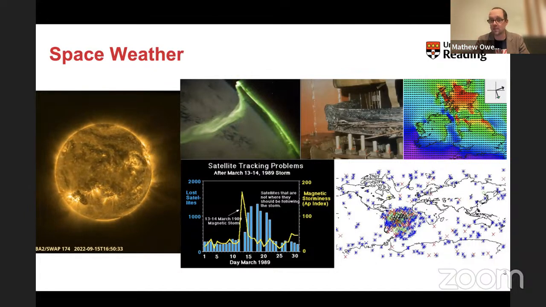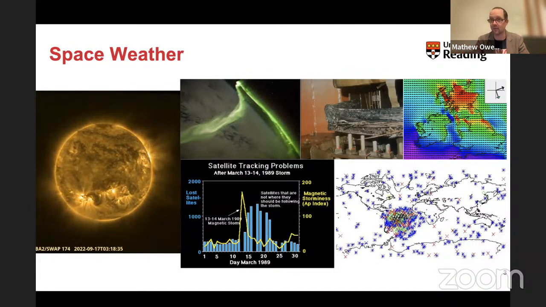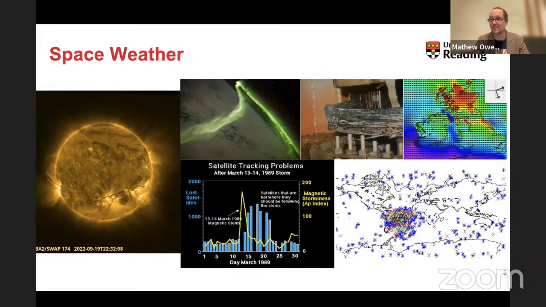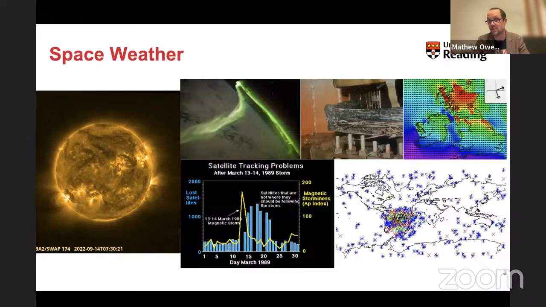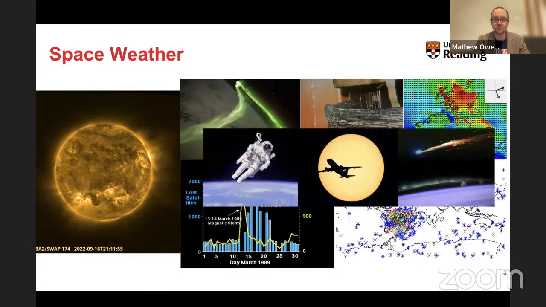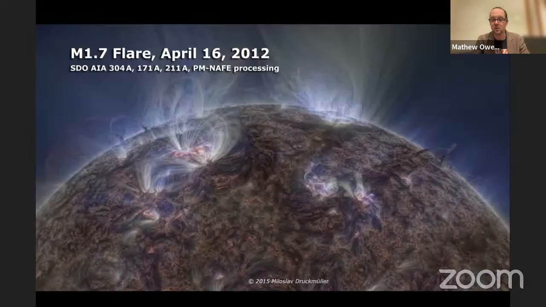The power companies, satellite operators, that kind of thing. It's nice to be talking about positive aspects of space weather, and that's that when you get severe space weather, you can get some really impressive aurora.